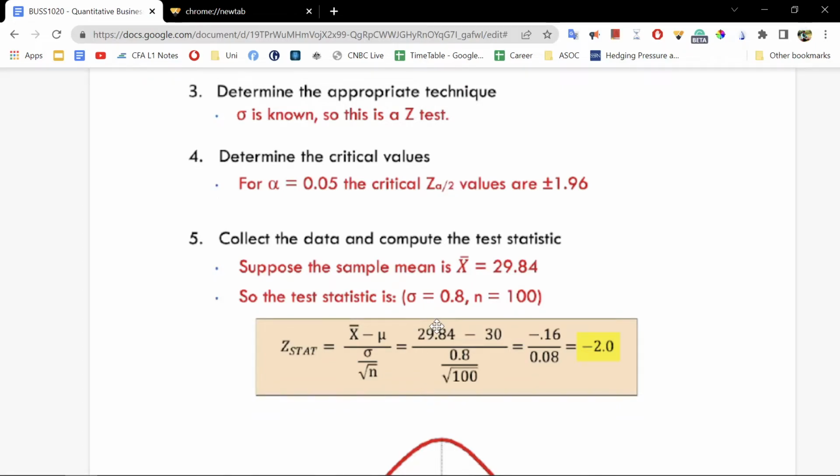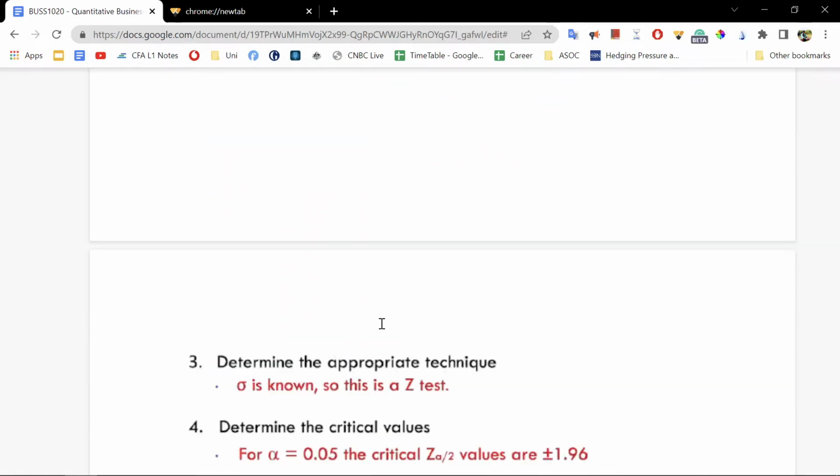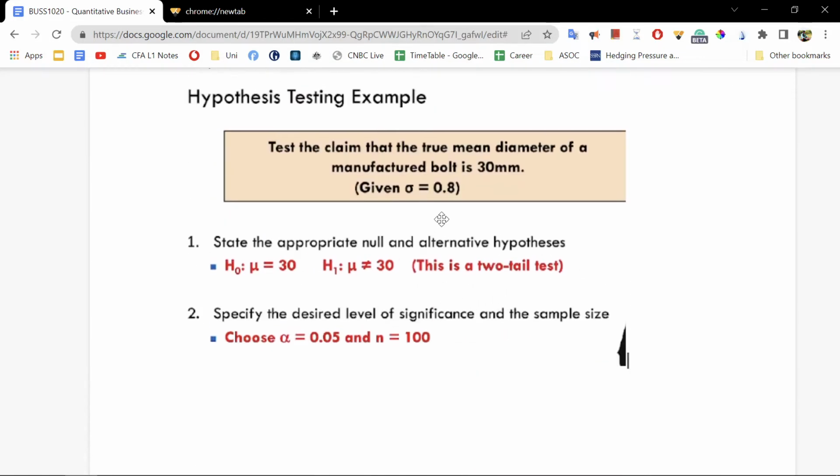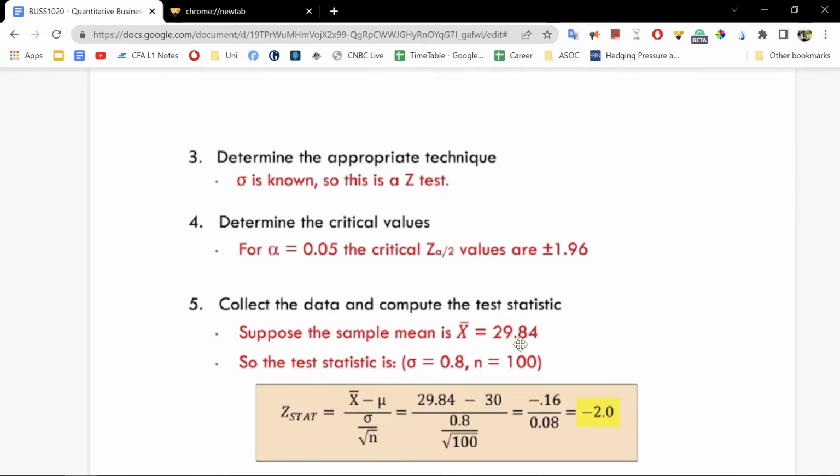Step 5 is collecting the data and computing the test statistic. Suppose the sample mean x bar is 29.84. So out of the sample of 100, we come up with a diameter of 29.84. We have to see if this is statistically significant enough for us to reject the claim.